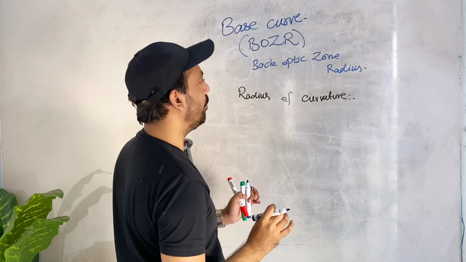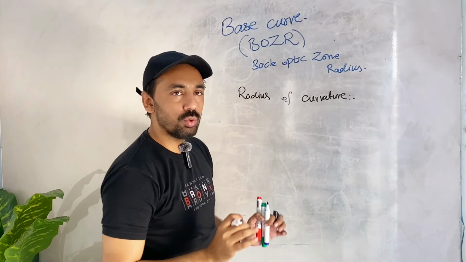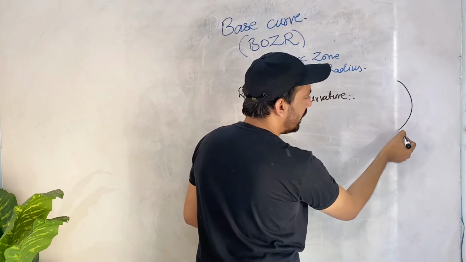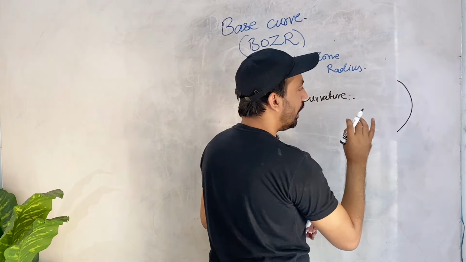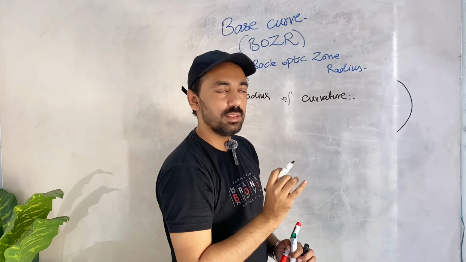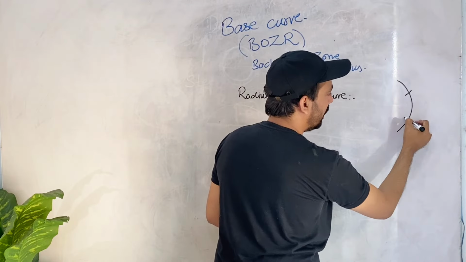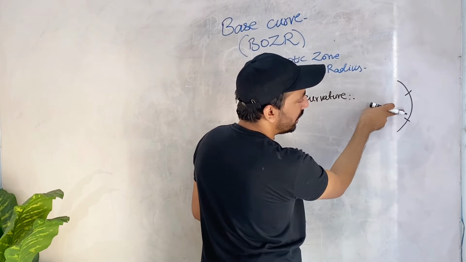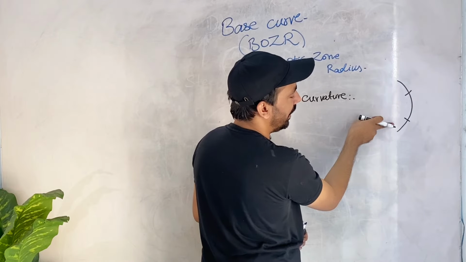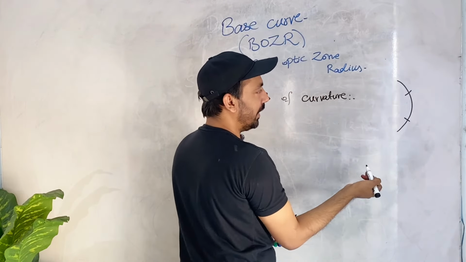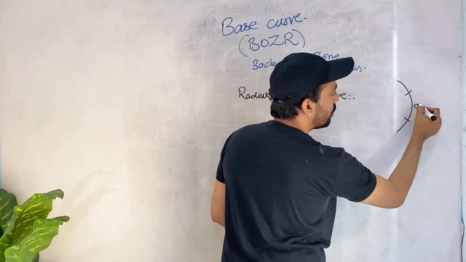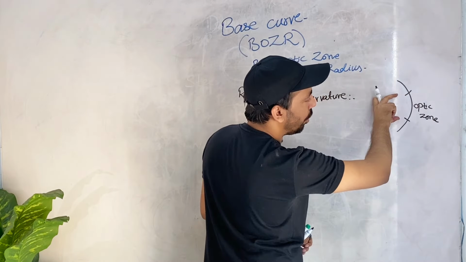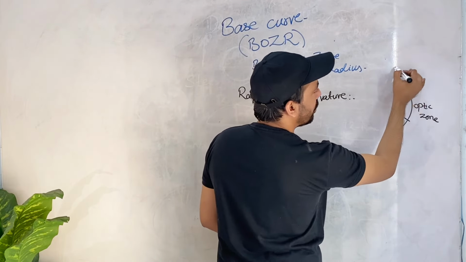First we have to learn about the optic zone. If this is the contact lens, there are two different areas of the contact lens. I marked this central area, and this is the peripheral area. In terms of contact lens, this central area is called the optic zone, and this peripheral area is called the lenticular zone.